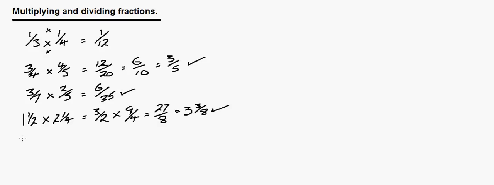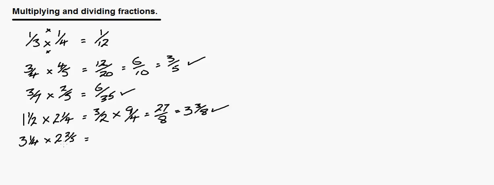So I'm hoping you're sitting there going, well, it can't be that simple. So let's try and make it absurdly difficult. So let's say we have 3 1/4 multiplied by 2 2/5. Now that looks fairly horrible.